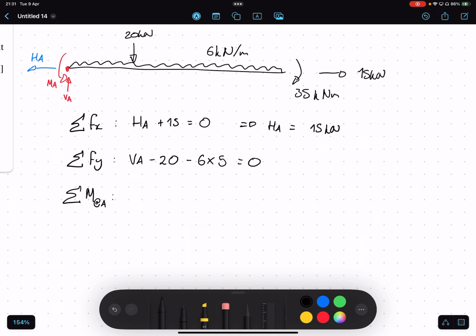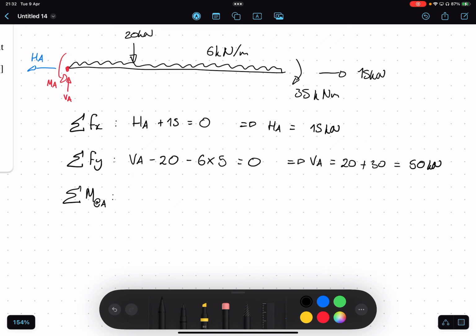Again, let's set this equal to 0. And again, through a bit of rearranging, we can see that VA is going to be equal to 20 plus 30, which is equal to a nice round 50 kilonewtons. Perfect. So we have found VA and HA, which leaves us with finding the moments around A.